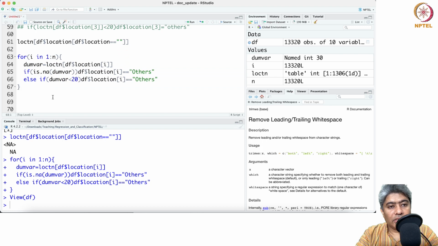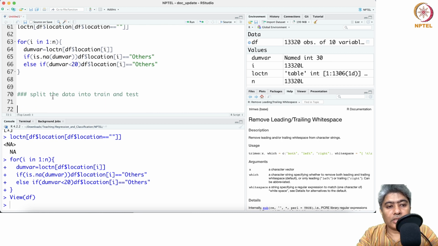So at least I think the location thing is now kind of okay. Most of the data cleaning has been done. Now we will do the model training. So let's split the data into train and test.